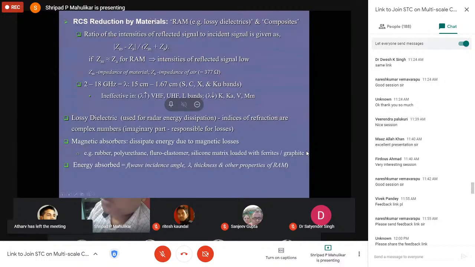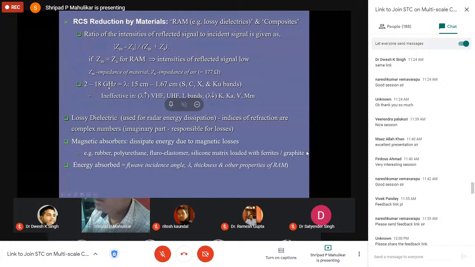Now most of the radar absorbent materials are effective in the frequency band of 2 to 18 gigahertz, which covers the wavelength band of around 1.7 centimeters to 15 centimeters. This frequency band corresponds to S band, C band, X band, and Ku band radars. Though it is very convenient to discuss radar in terms of frequencies and IR in terms of wavelength in microns, I purposefully converted the frequency range 2 to 18 gigahertz into wavelength, that is 1.7 to 15 centimeters, because the wavelength gives an idea.